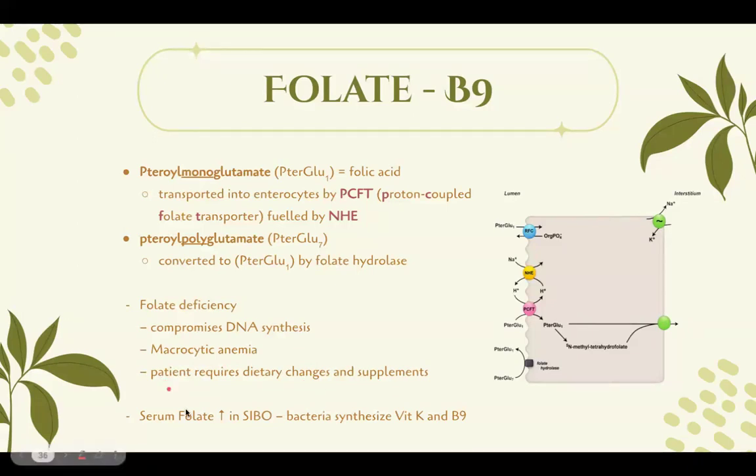So another thing is that serum folate is actually high in SIBO. SIBO is small intestinal bacterial overgrowth. So basically they have a lot of bacteria in their small intestine, where we shouldn't have all these bacteria. But in these people who have a lot of bacteria, these bacteria start to make vitamin K and B9. Okay, B9 again is folic acid, right? So a lot of bacteria in the small intestine start to make vitamin B9 or folic acid, and that's why they have high serum folic acid levels.